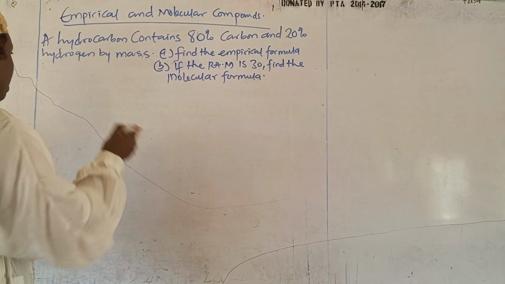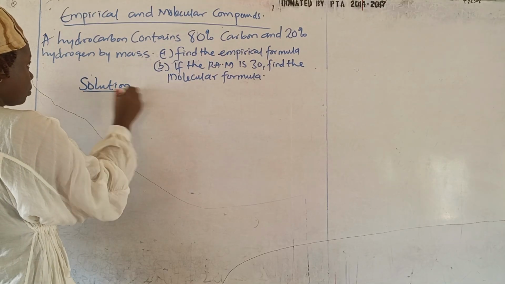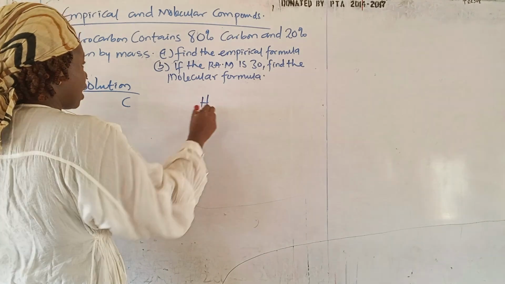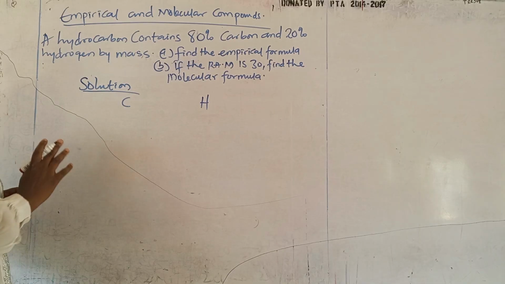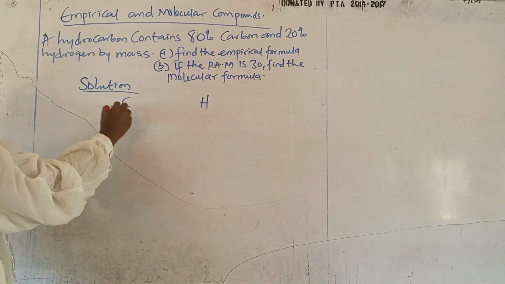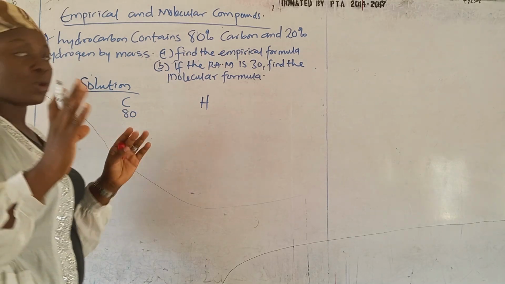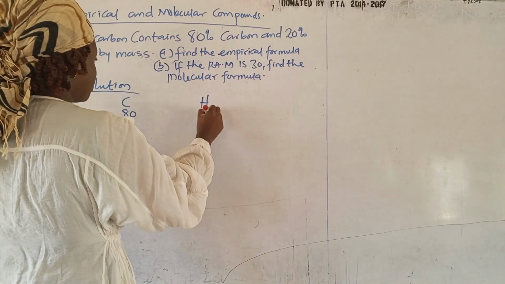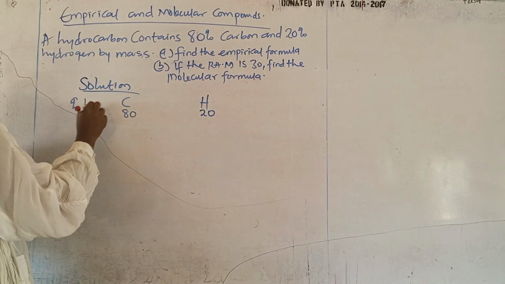So I'm going to do something like this. My carbon and my hydrogen. I have just two elements in this particular one that we're working with. My 80% is going to be under carbon. You just follow the question right away. Then under my hydrogen, my 20%. So this is the percentage by composition.